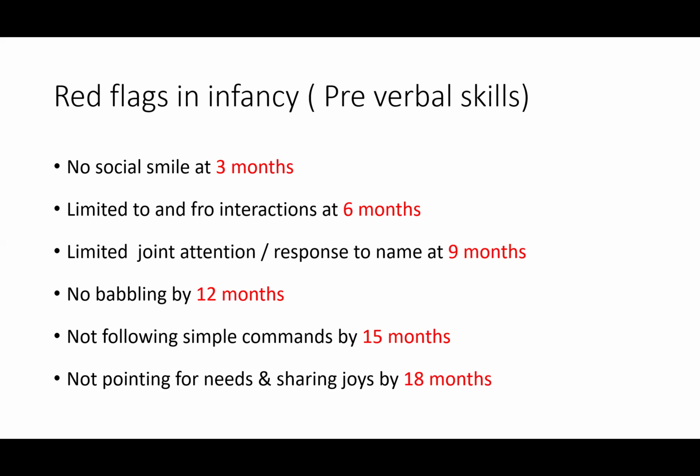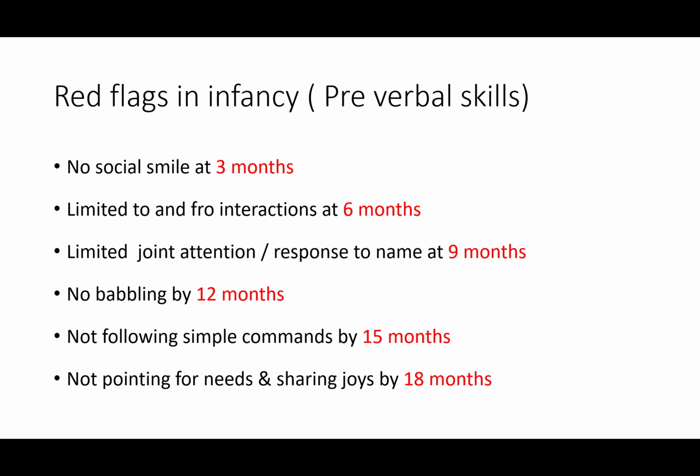And what I wanted to highlight is not only the spoken language, but the pre-verbal skills. The red flags for what is not achieved in the first 18 months of life are: no social smile by 3 months of age, or limited to-and-fro interactions between the caregiver and the child at 6 months of age, not having joint attention or a response to name. And by joint attention, I mean a child at 9 months, and a mother is giving a rattle to the child, the child will look at the mother and smile, and the child will also look at the rattle. So there is an understanding that this toy is being provided by the caregiver. This jointly attending to an activity, the child starts developing at 9 months, which is a very important pre-verbal milestone and is often lacking in children with autism.